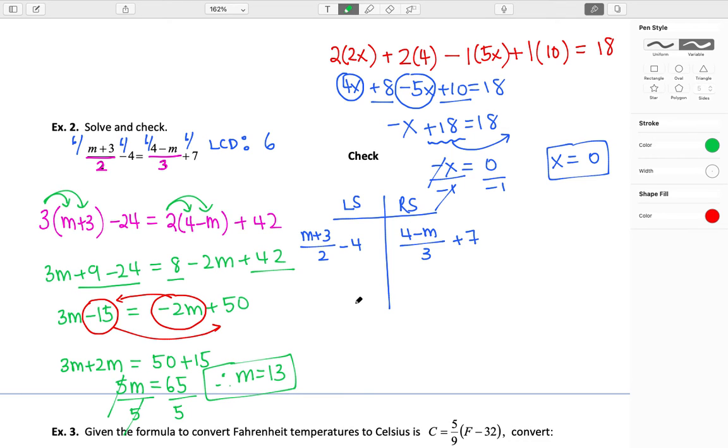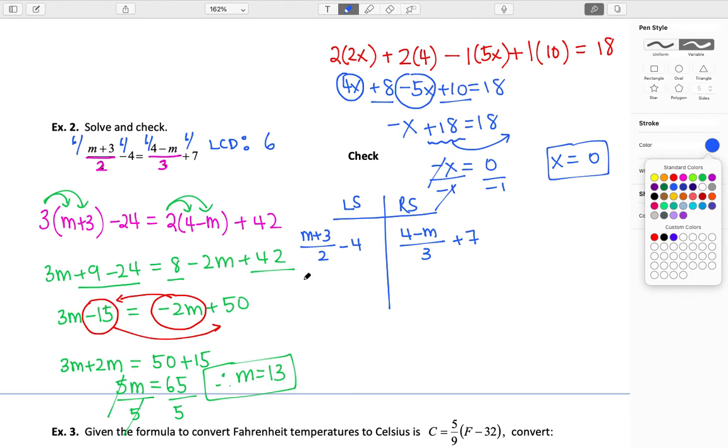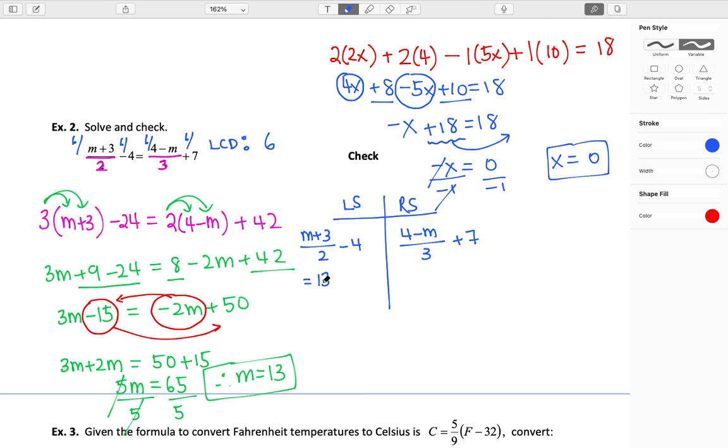Well, we need to double check if this is true. So what I'm going to do is plug in m as 13, so 13 plus 3 over 2 minus 4, which is 16 over 2 minus 4. It gives me 4 on the left side. So let's double check if I get 4 on the right side.